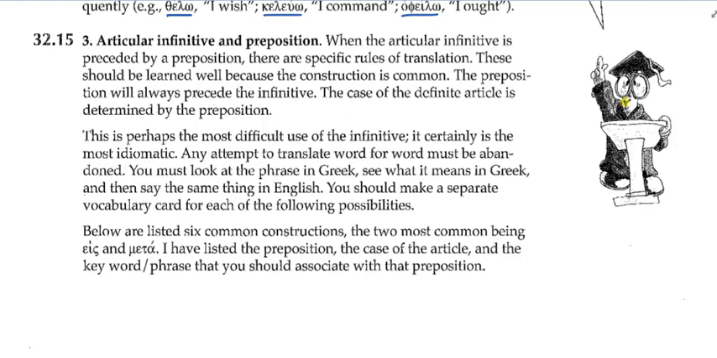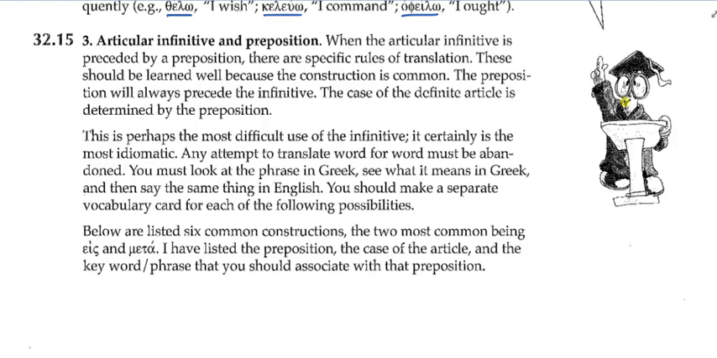What case will it not be in if the articular infinitive is the object of a preposition? What case do objects of the preposition never occur in? Nominative, right? Remember, you never have a preposition that takes its object in the nominative case. It will always be one of the other three big ones: genitive, dative, accusative.